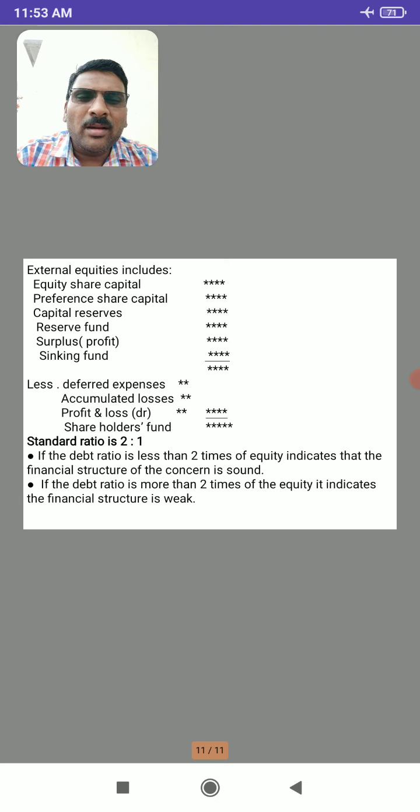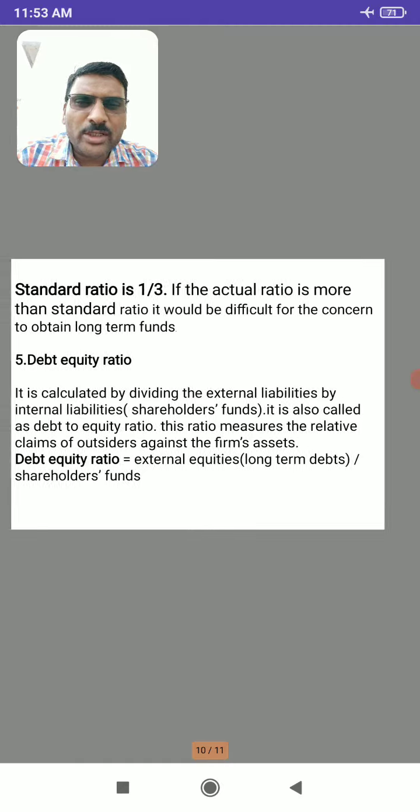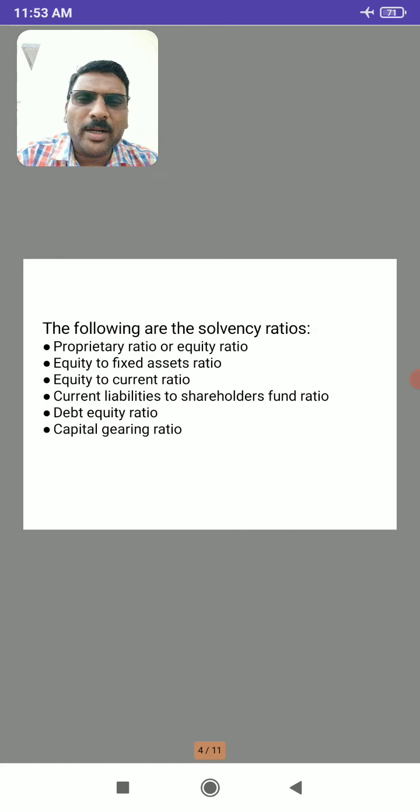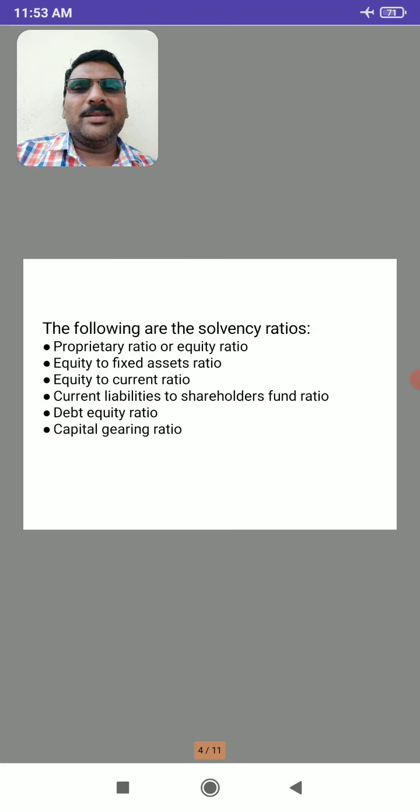In this leverage ratio topic we have seen all the ratios one by one. First we saw how the proprietary ratio or equity ratio is calculated, with shareholders fund and total assets. Then equity to fixed assets, where we considered only the fixed assets, and third the current assets and current liabilities, and finally the debt equity ratio, the relationship between the debt and equity of the firm. Like this we have studied the solvency ratios in this class. I hope all of you understood. Thank you one and all.